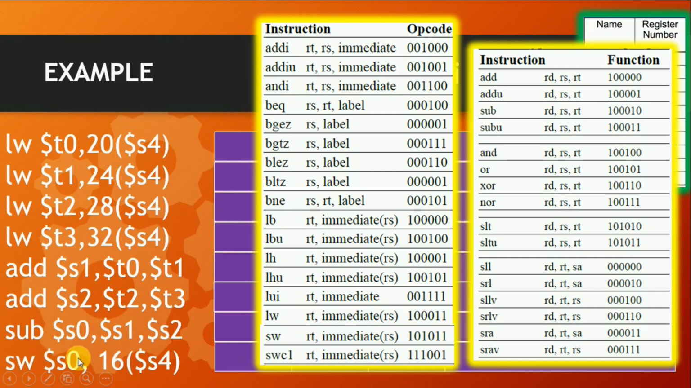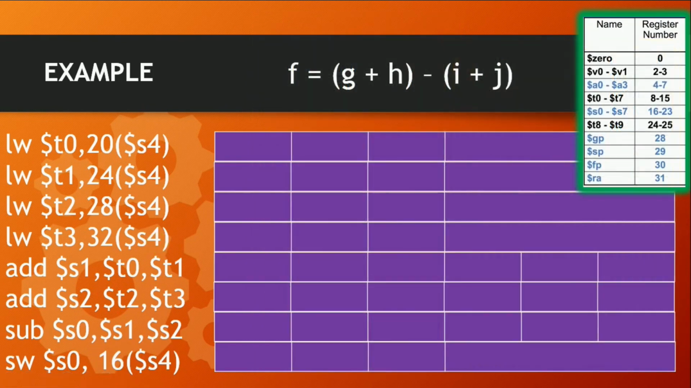The last one, store word, is an I-type instruction format with S4 as the base register. Sorry, here the source is S0. While storing, we have to store the value from the register to the memory, right? So S0 will be my source register, S4 will be my base register, and 16 will be my offset value. So we can get into the concept of how to convert.